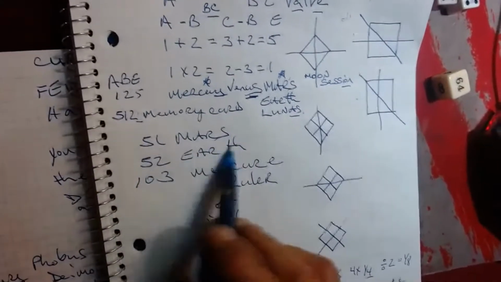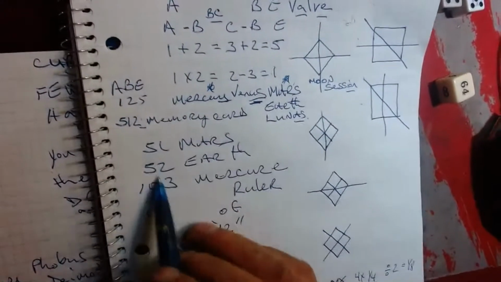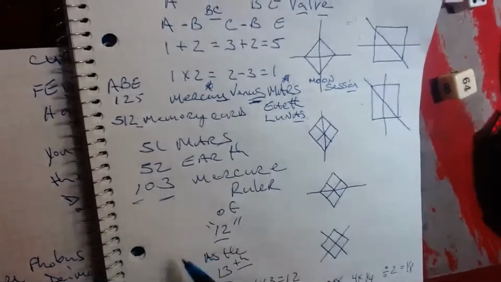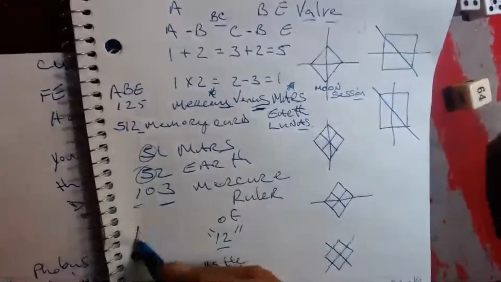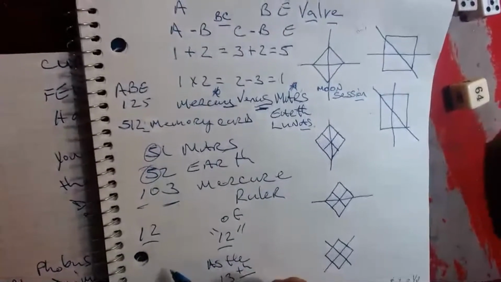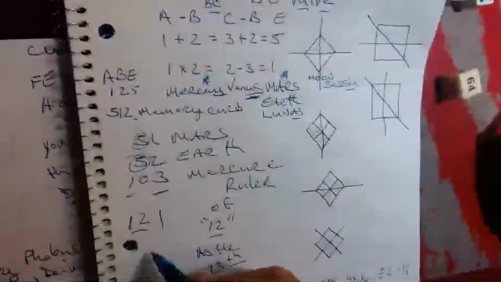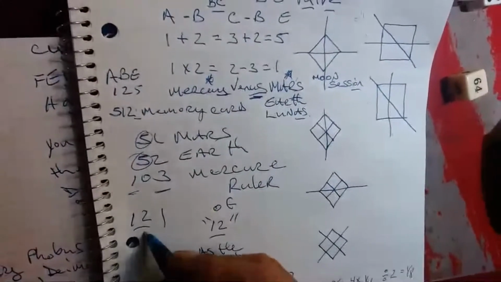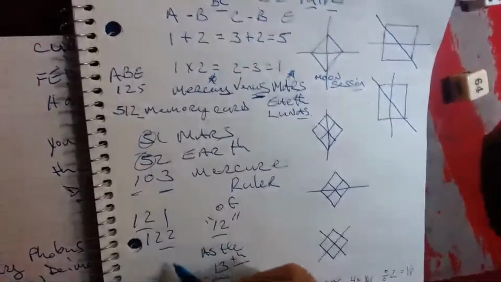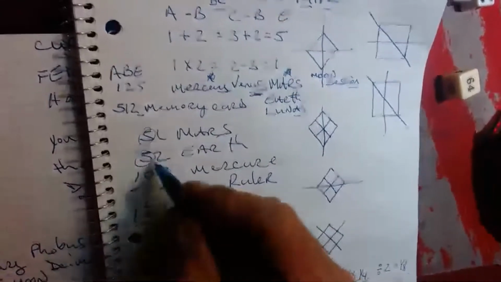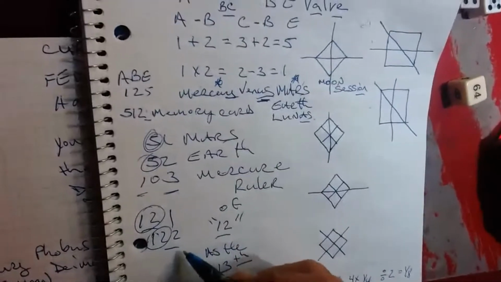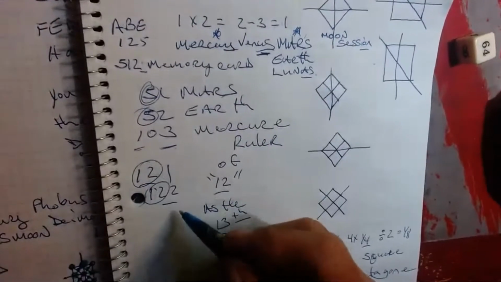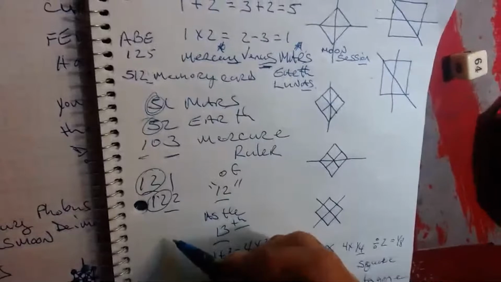Mars 51, Earth 52. This becomes 1 and 3. How do we create this? We create it like that. So you can look at 1, 2, 1. And over here you can look at it as 1, 2, 2. Because this will recreate this and this will recreate that. 1, 2, 1, 1, 2, 2. 11, 11. And then one more than 11, 11.